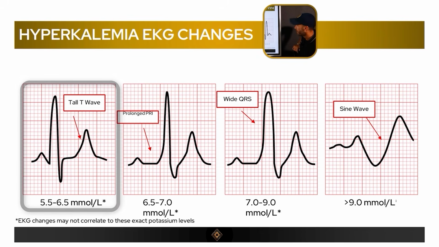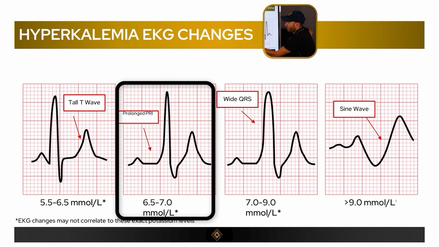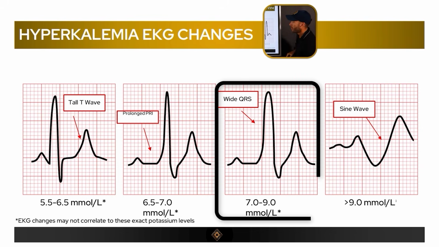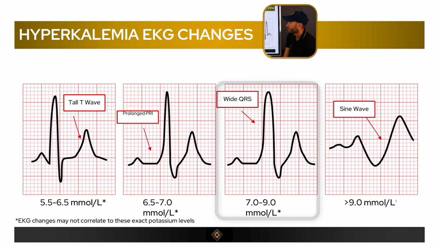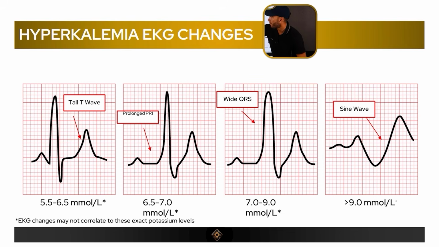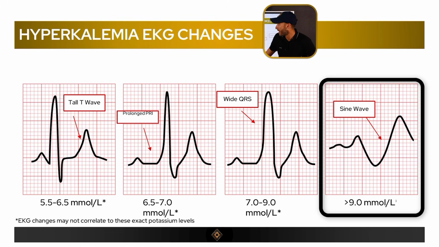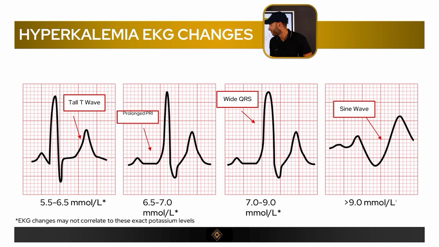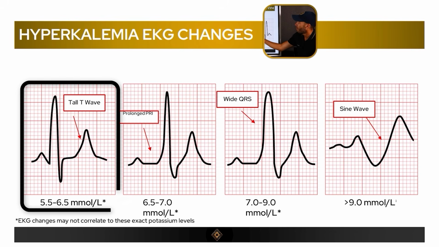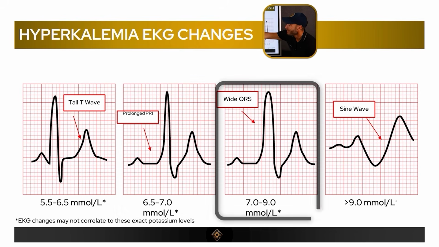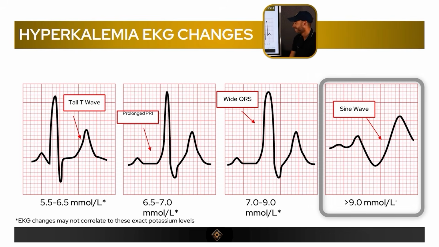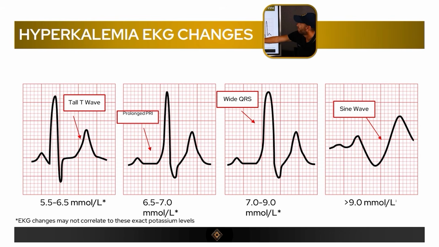Tall T wave. Prolonged PRI. Look at that PRI getting longer. Okay? Now, look at the wide QRS with that tall T wave. And now look at that funky sine wave. Because it kind of is like this, right? Funky sine wave, right? Okay? Tall T, prolonged PRI, wide QRS, funky sine wave. Pretty cool? All right, I love it.